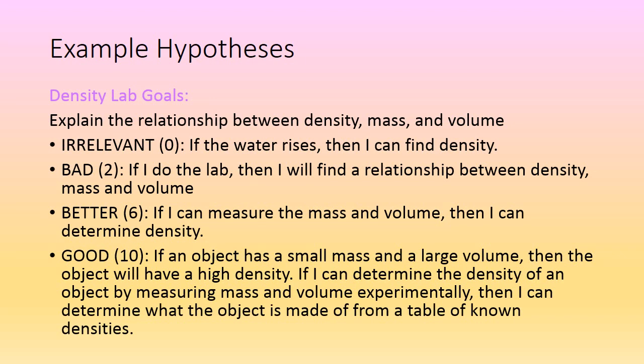I also say if I can determine the density of an object by measuring mass and volume experimentally, and experimentally just is a fancy way of saying I did it in the lab, then I can determine what the object is made of from a table of known densities. So this shows that I actually went through the procedure and saw that I was going to be looking at different objects and figuring out what they were from a table that was given to me. So whenever you write your hypotheses, it's also a good idea just to go through the procedure and see if there's anything that you're going to use and let that help you.